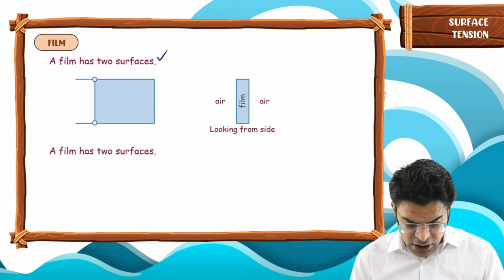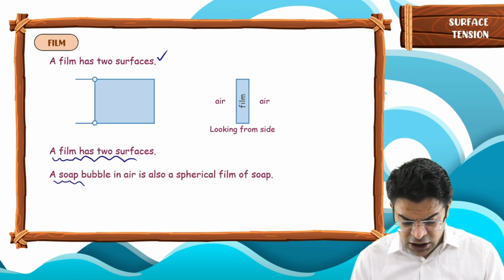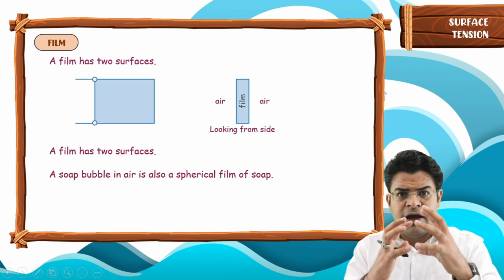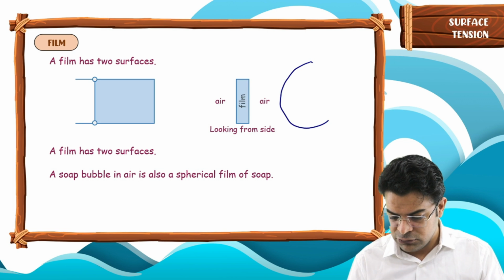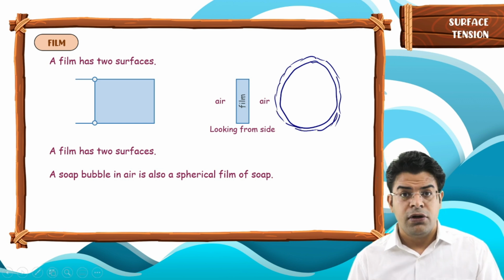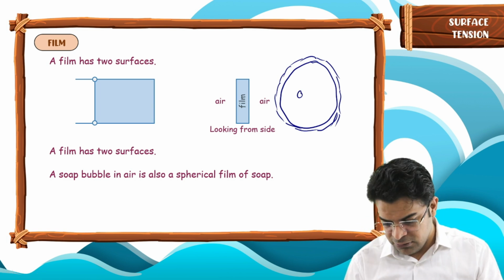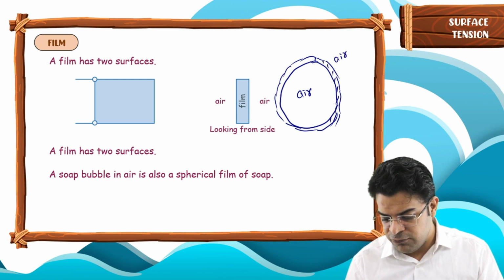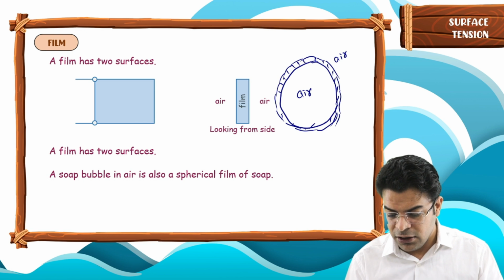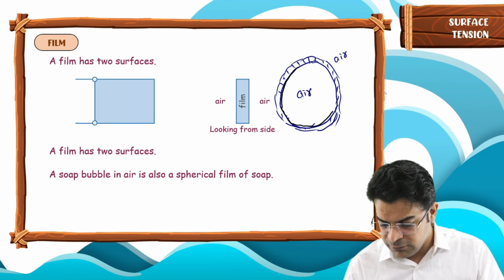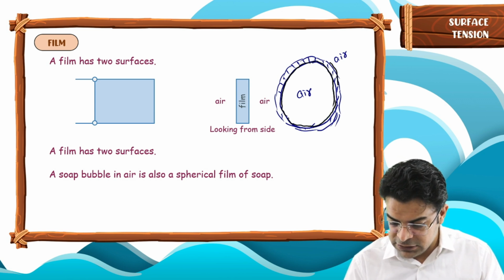Now talking ahead, a film has two surfaces. A soap bubble in air is also a spherical film of soap. When we have a soap bubble in air, what do we have? Understand that we have a thin spherical coating of soap. Inside the bubble there is air, yes. Outside the bubble there is air, and there is one thin film, right? Now again, a soap film has two surfaces: there is this inner surface and there is this outer surface.